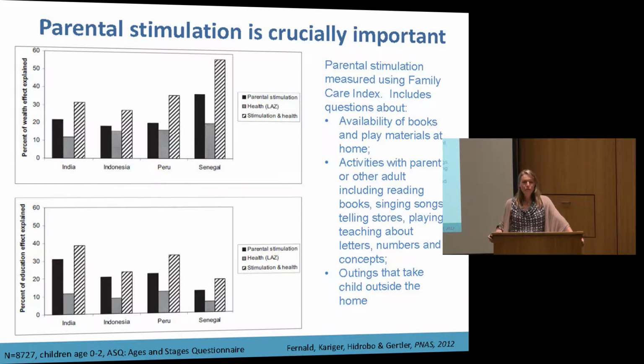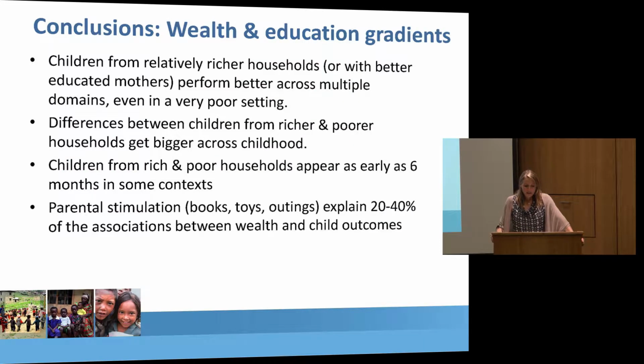So what did we learn from these 2 studies? That children from relatively richer households or with better educated mothers do perform better across several domains, even in a really poor setting, as we had hypothesized. We weren't sure if those gradients would exist in such a homogeneously poor environment. We also saw that differences between children from richer and poorer households get bigger across childhood, but may plateau.